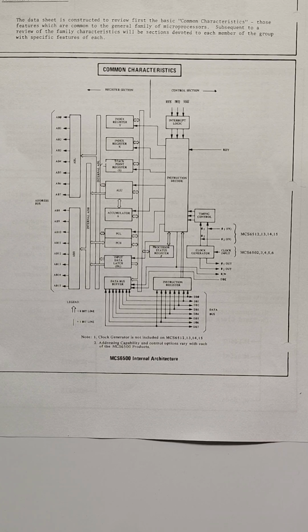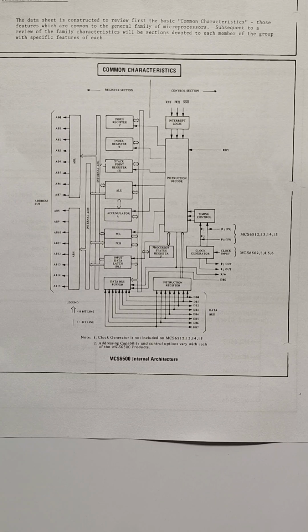This also is a register-based processor. As you can see with the block diagram here, you have the address bus there on the left, the data bus at the bottom, and this is a 16-bit address bus, so it will address 65,536 locations, i.e. 64K. It's an 8-bit data bus.